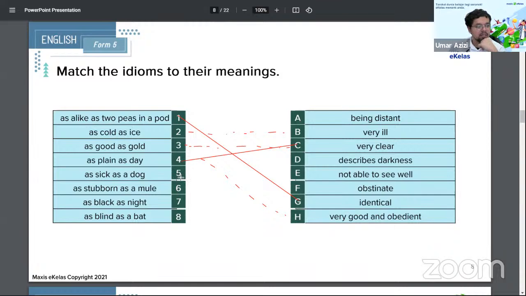Number 5 then, as sick as a dog. Number 5. 5B, because sick, ill, yes.